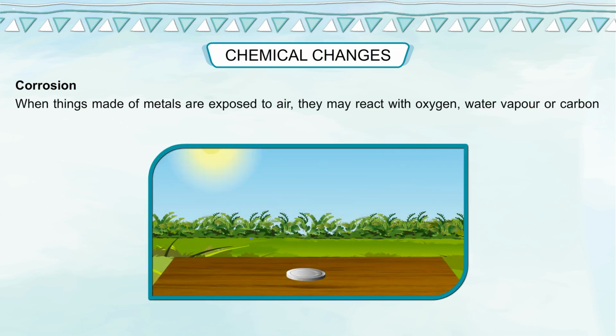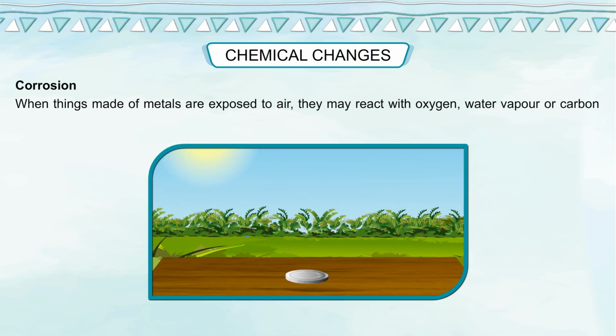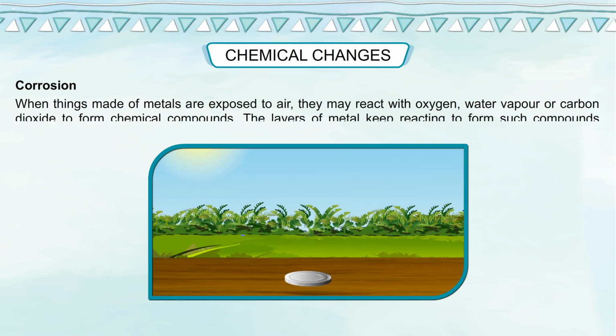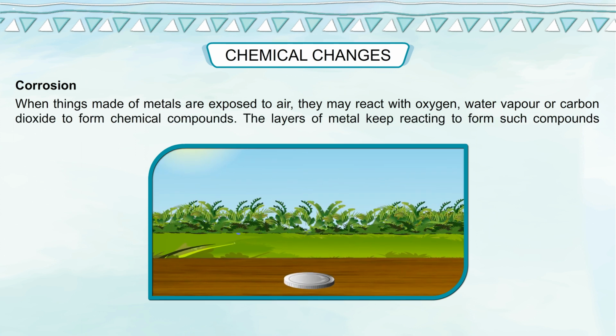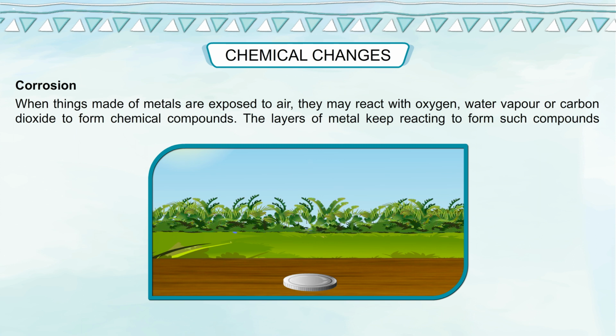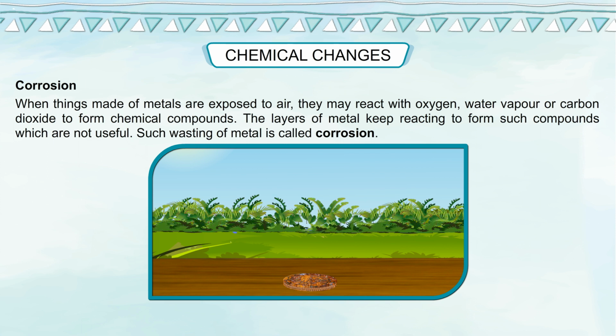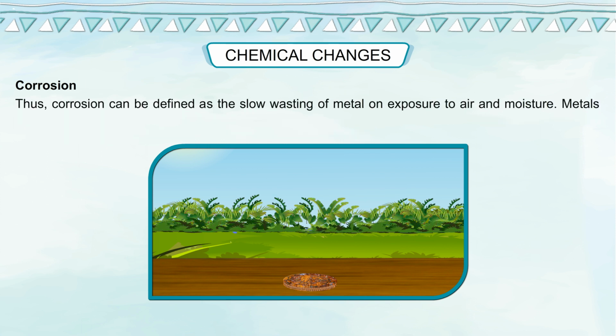Corrosion. When things made of metals are exposed to air, they may react with oxygen, water vapor, or carbon dioxide to form chemical compounds. The layers of metal keep reacting to form such compounds which are not useful. Such wasting of metal is called corrosion. Thus, corrosion can be defined as the slow wasting of metal on exposure to air and moisture. Metals like iron, copper, and silver corrode very easily.